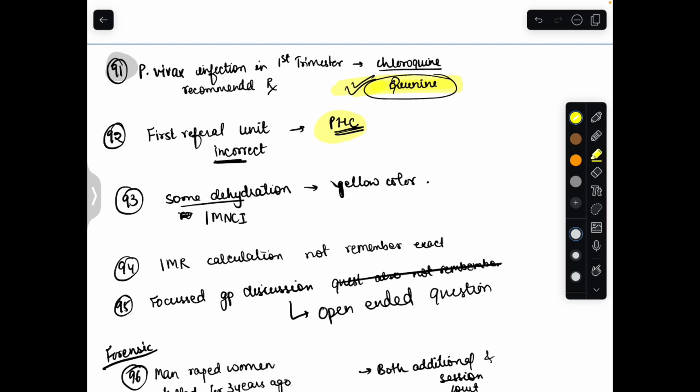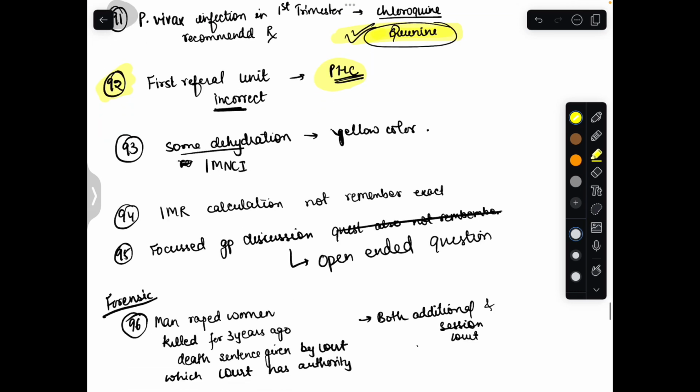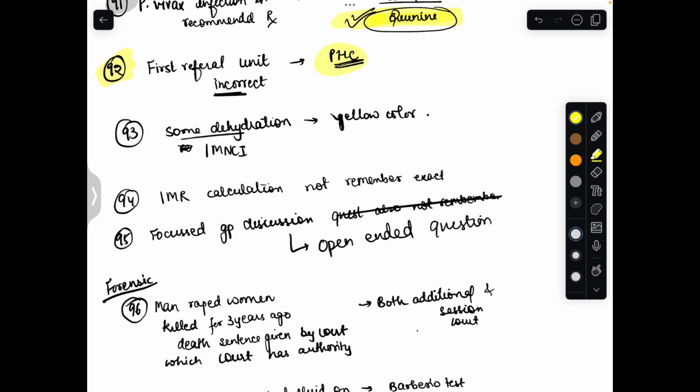For the first referral unit, we have to tell the incorrect option, and one option is that the first referral unit is PHC. That was the incorrect answer. You can check it once; maybe the question is like this or maybe in a different way. I don't remember this question.